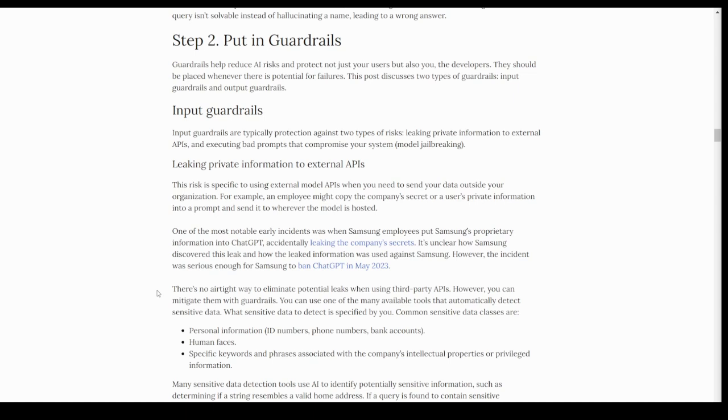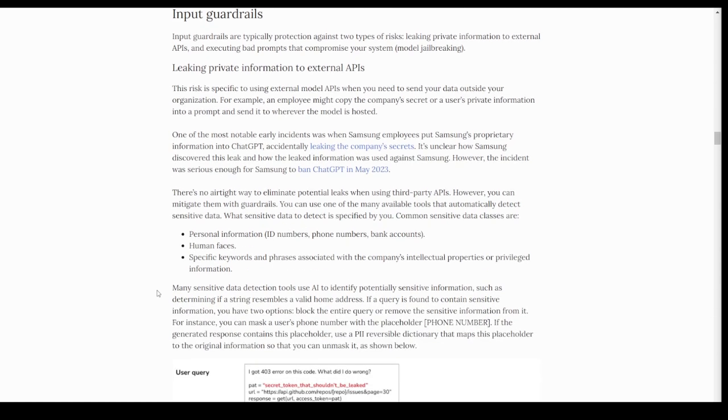The guardrails could be very complex depending on how different companies design them, but to understand it in a simpler way, people generally put in two kinds of guardrails. First are the input guardrails, in which before putting the data into the LLM, the third-party models or the in-house model, we generally try to mask personal information, personal faces, and specific keywords and phrases associated with the company's IP or privileged information. This has become a very common industry practice, and there are a lot of tools out there which can detect these things and mask them on our behalf.